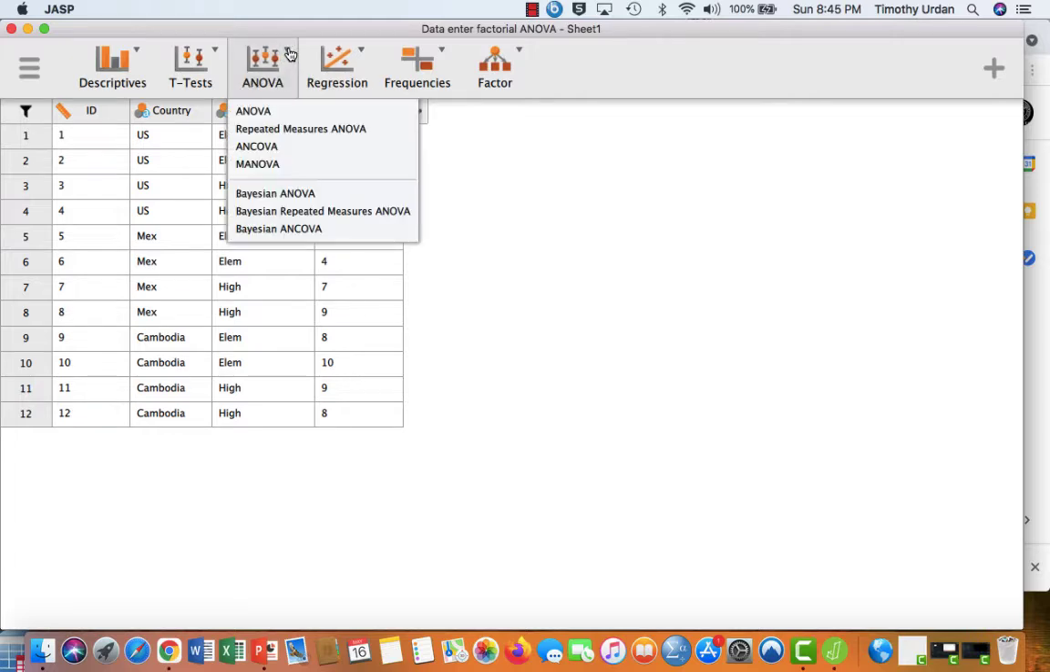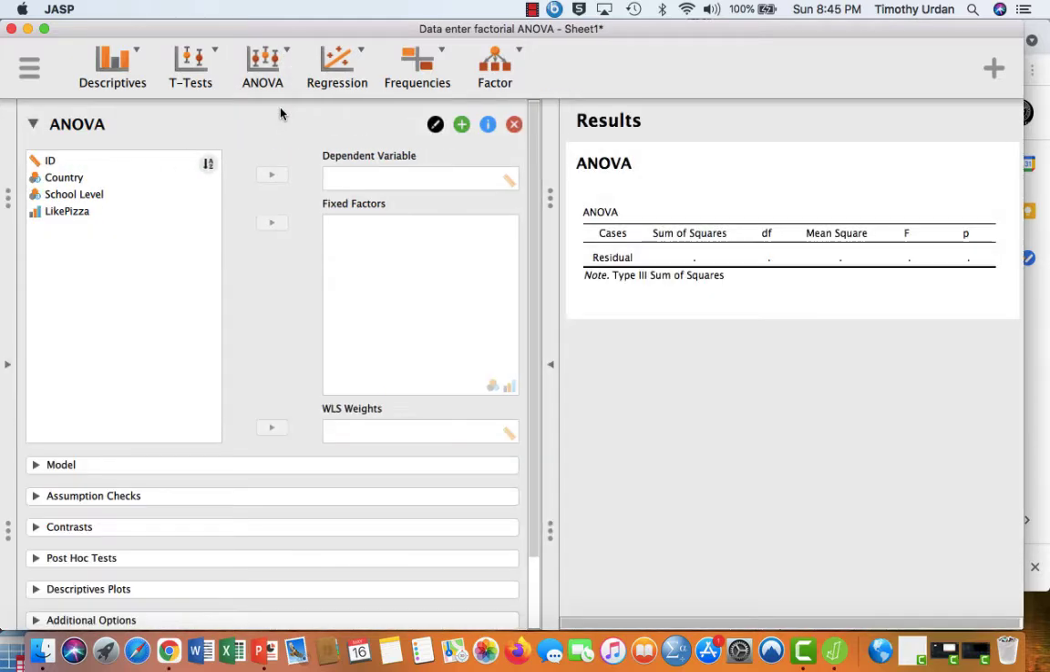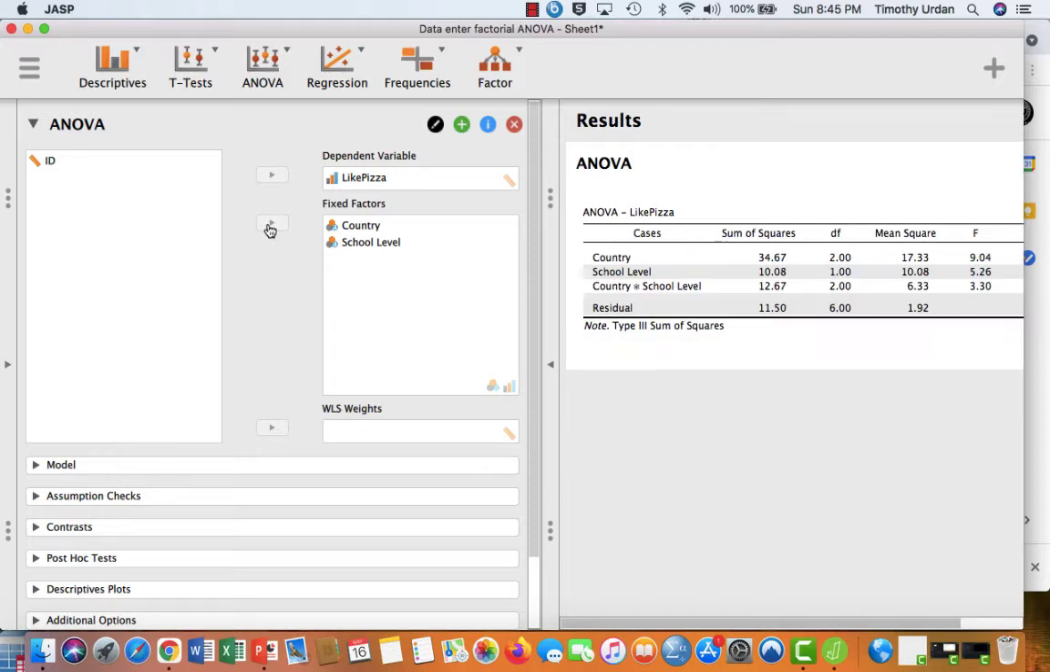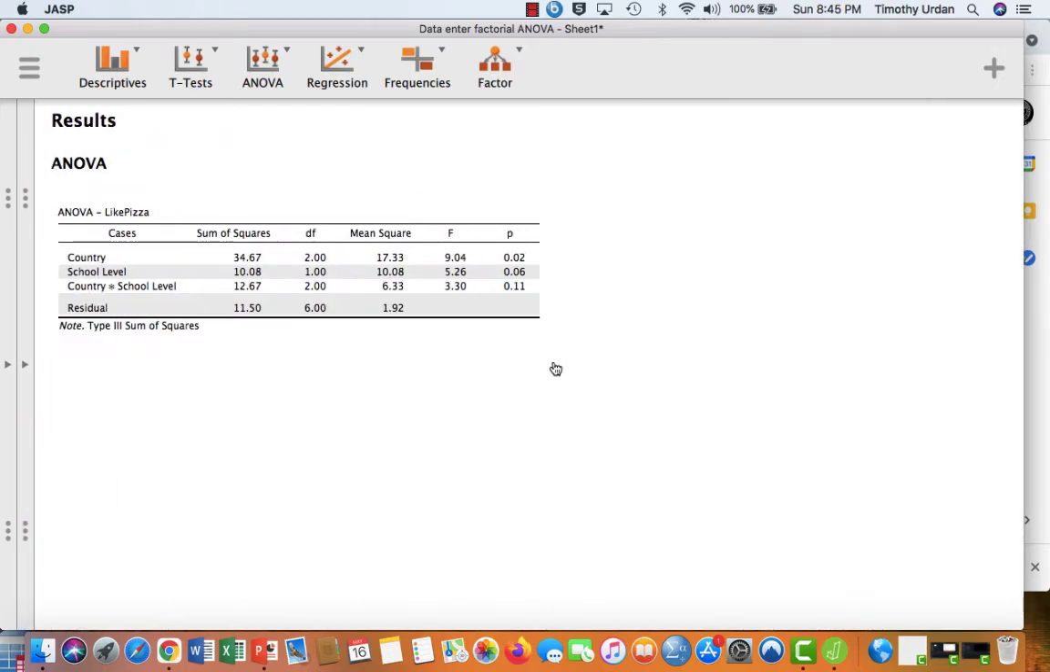So I go here, I'm going to do my ANOVA, and my dependent variable is how much they like pizza. That is a continuous interval ratio scale variable. So that's the kind that you can use for dependent variables in ANOVA. Country that they live in and school level are my two categorical independent variables. So you can see I've got already some data.